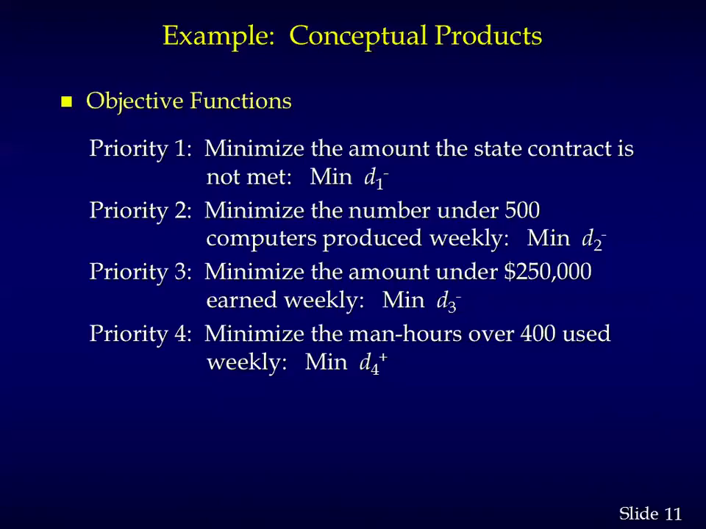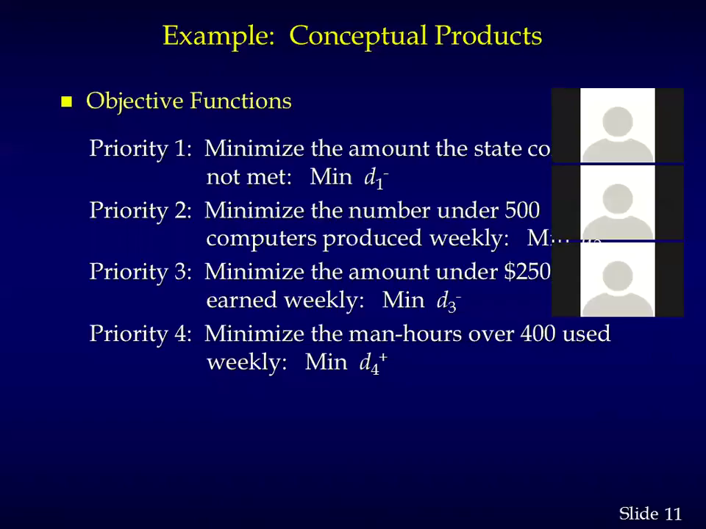Basically, if we had written them as constraints, we'd have said x1 greater than or equal to 200, x1 plus x2 greater than or equal to 500, 200 x1 plus 500 x2 greater than or equal to 250,000, and here x1 plus 1.5 x2 less than or equal to 400. Where it's less than or equal to, overachievement is being minimized. Where we're writing greater than or equal to, underachievement is being minimized. That's the idea.